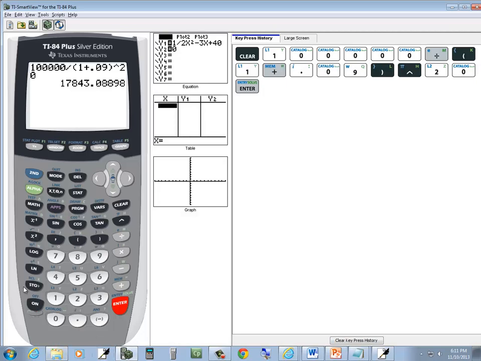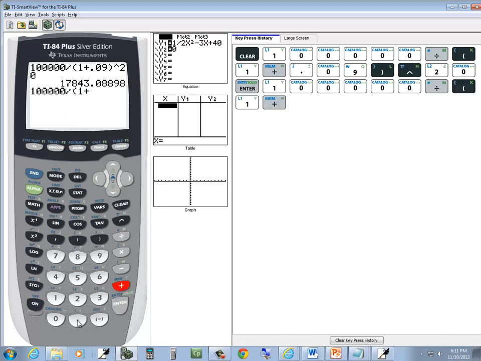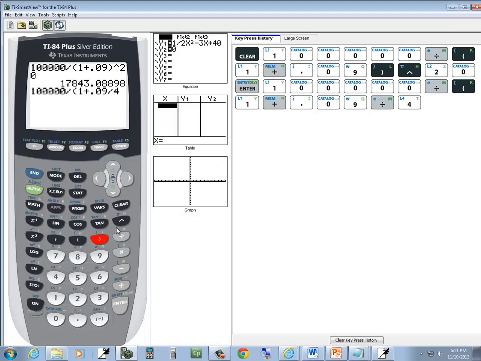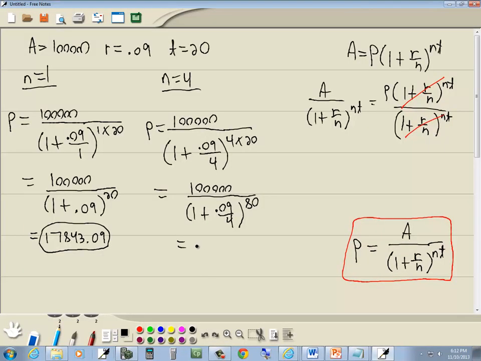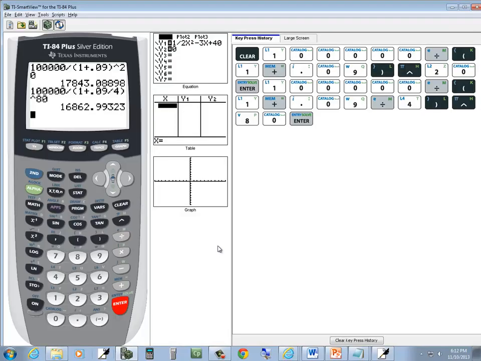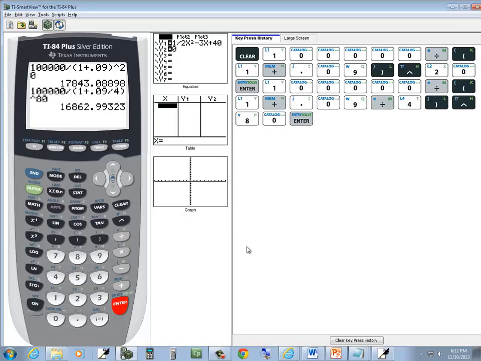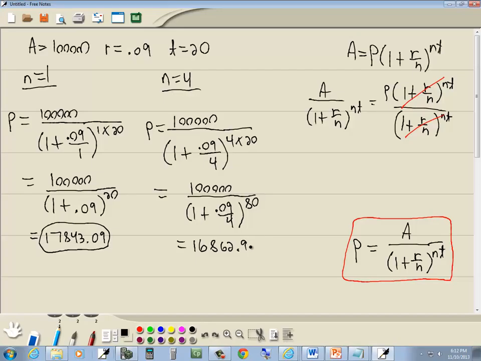So we got 100,000 divided by, beginning parentheses, 1 plus 0.09 divided by 4, close parentheses, caret 80. Enter. And we get $16,862 and 99 cents.